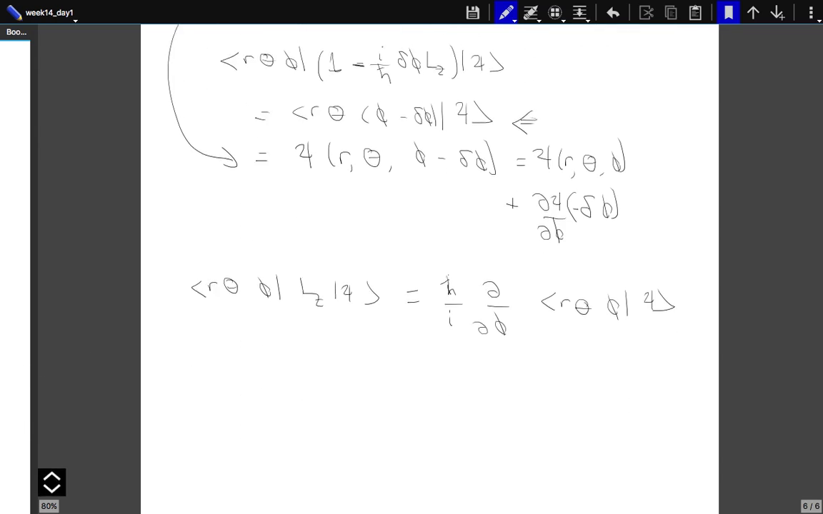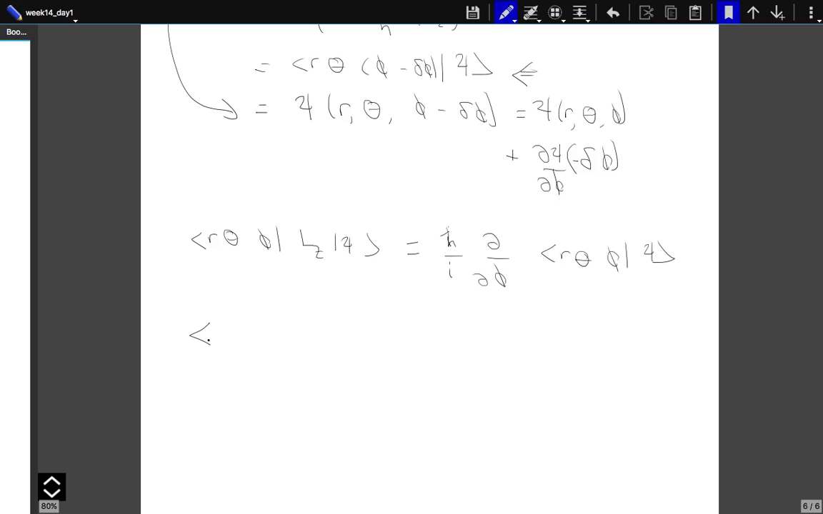Now at the same time I also have, well, r theta phi is nothing but x, y, z. Lz was x p_y minus y p_x psi. This is equal to h bar over i, x del over del y minus y del over del x, psi.